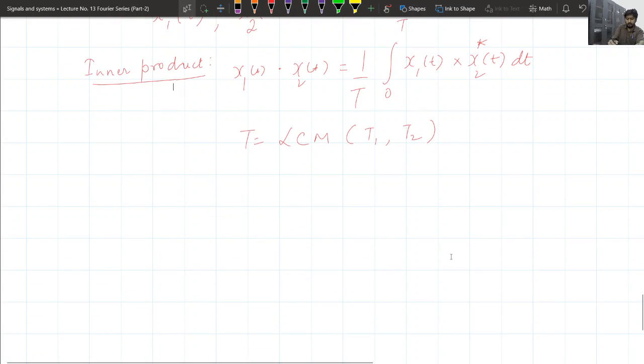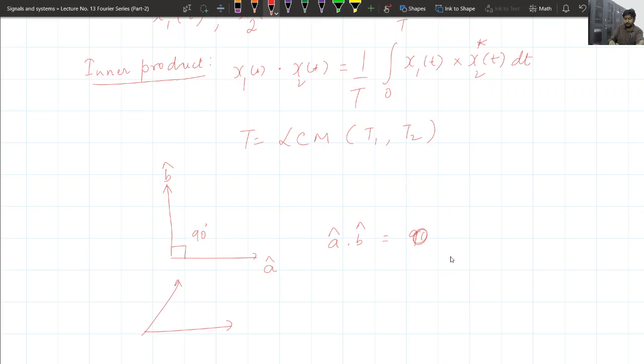It is similar to having two vectors, let's say A and B, and let the angle between them be 90 degrees. We know that if we take the dot product, it will be equal to 0. Suppose the angle between them is theta, then the dot product will be non-zero and equal to cos theta only, because A and B are unit vectors. So when the angle between them is 90 degrees, the two vectors are orthogonal.